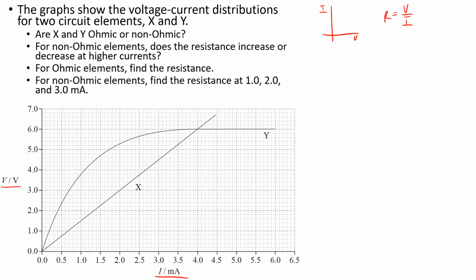Are X and Y ohmic or non-ohmic? Well, X is a straight line that goes through the origin, so X is ohmic. Y is non-ohmic.